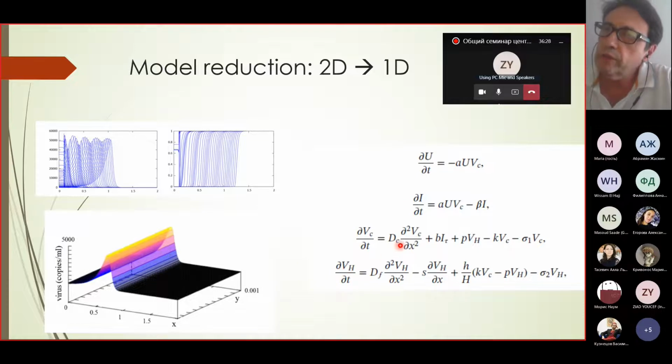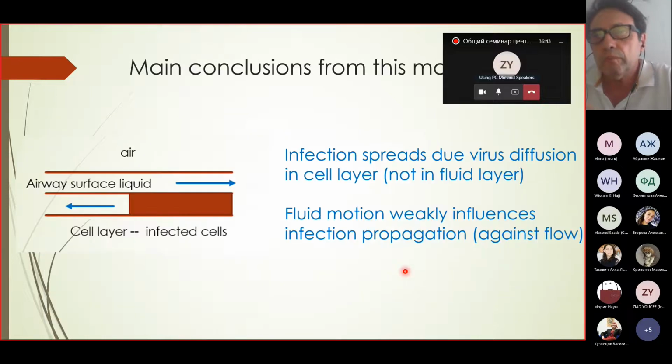original model is two-dimensional. We reduce it to a one-dimensional model with two layers, for cells and for liquid: virus in the cell layer, virus in the fluid layer. I skip all these details and come directly to the conclusion. And the conclusion is here.